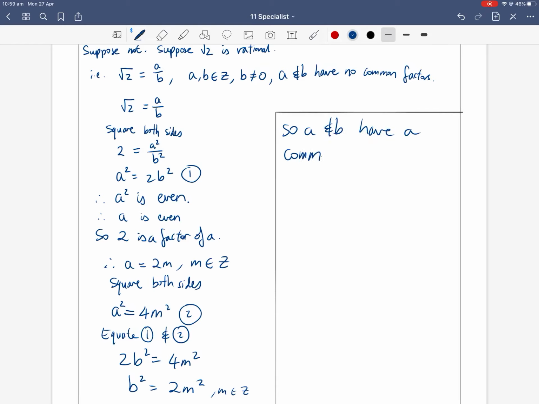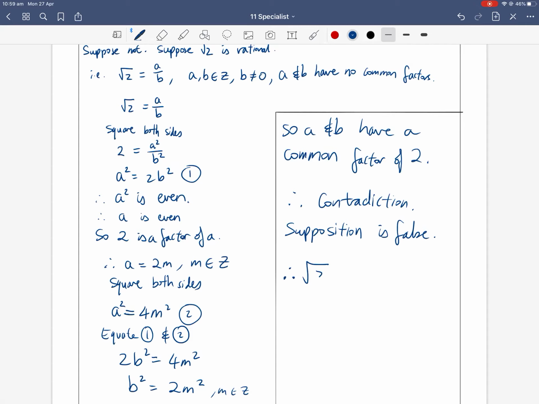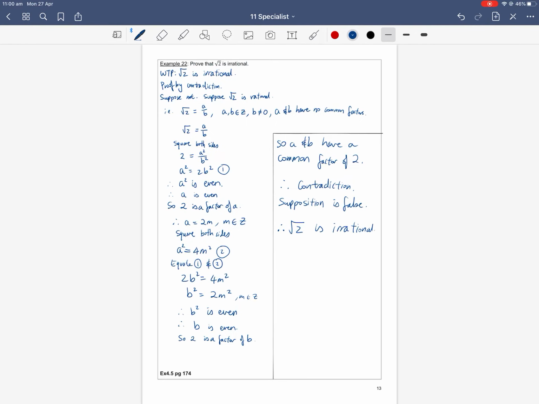So a and b have a common factor of 2, but that's a contradiction. So therefore, contradiction. So supposition. So whatever we supposed is false. So therefore, the original statement, root 2 is irrational, is true.